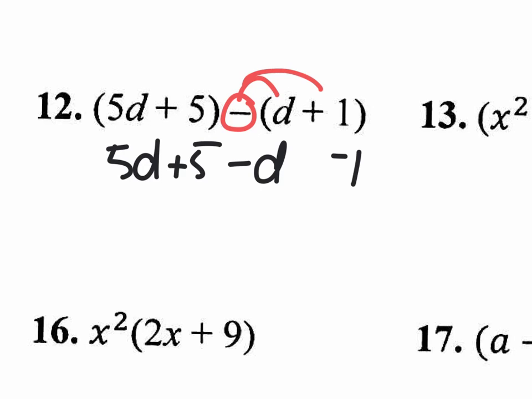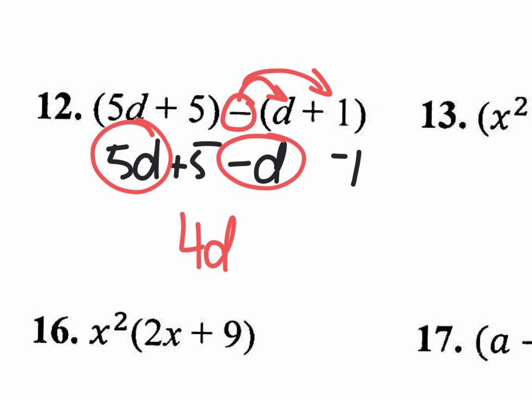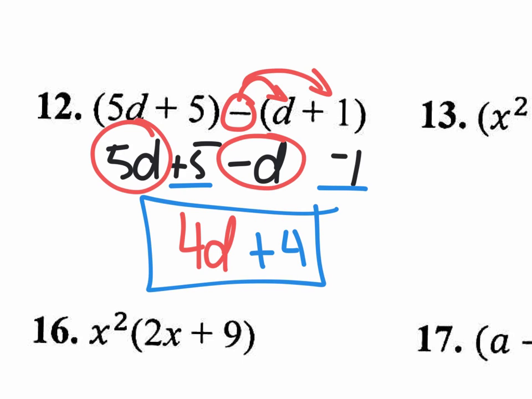But anyways, if you distribute right here and right here, you're going to have a negative d and a minus 1. And now you could combine like terms. In other words, 5d, take away 1d, that's 4d, as in 4 and the letter d. And then how about the plus 5 and the minus 1? That's plus 4. And there's your answer. So this later part of the homework's really easy.